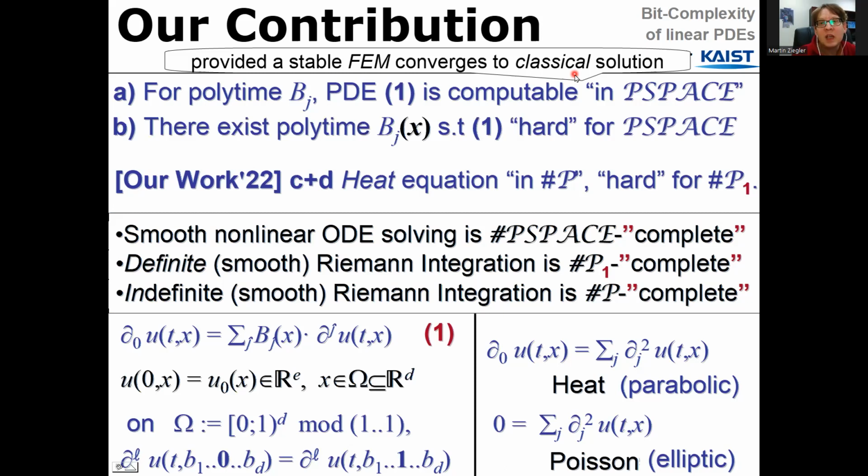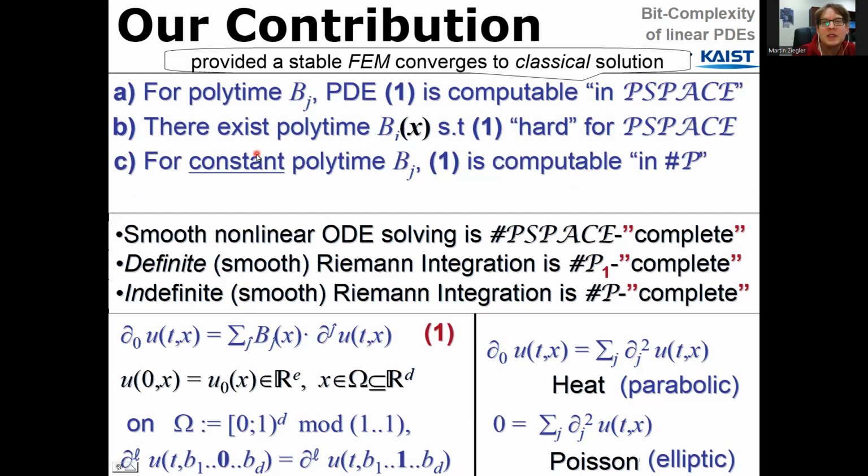And we show, that's something we're maybe most proud of, that this is optimal. P space is optimal. There exist polynomial time computable coefficient functions such that the solution cannot be computed in polynomial time unless P is equal to P space. So, similar to the ODE case, but the ODE case is nonlinear. Here we're talking about linear partial differential equations.